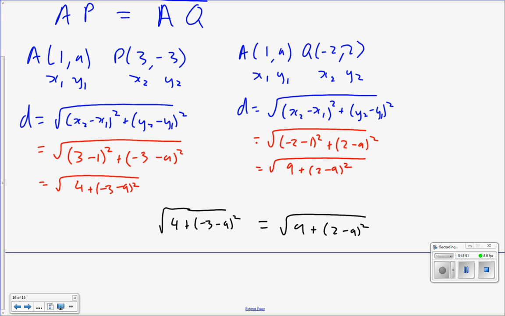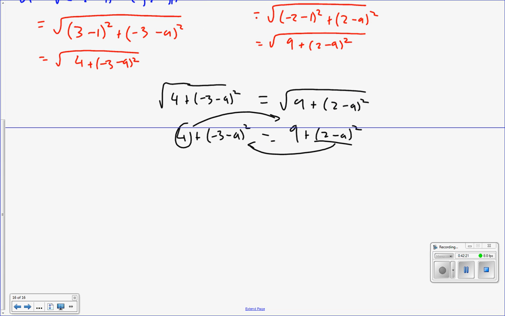Square both sides, so we're going to have 4 plus negative 3 take a all squared equals 9 plus 2 take a all squared. Let's get like things onto the same side. So getting them on the same side, let's move 4 over this way. Just extend my page a little bit. So we're going to have negative 3 take a all squared, take away 2 take a all squared equals 9 take 4.